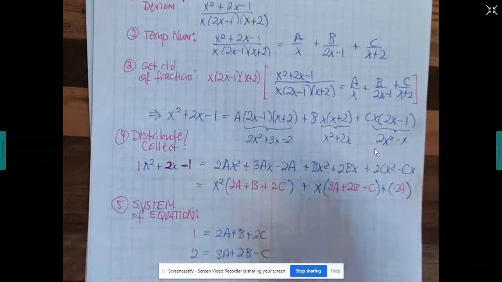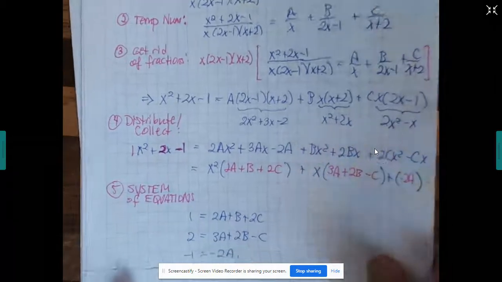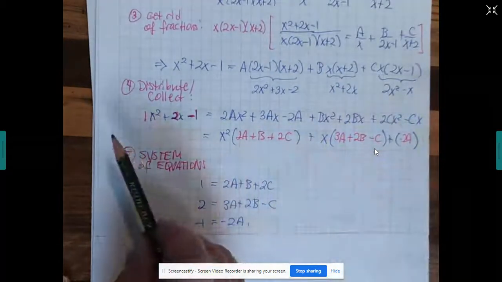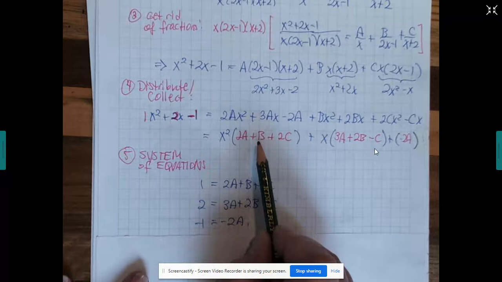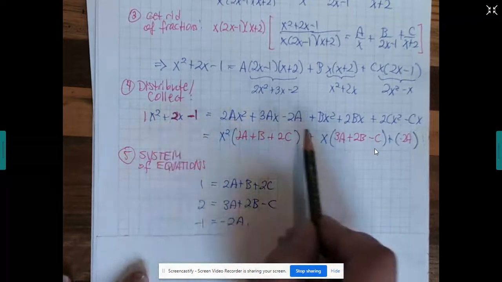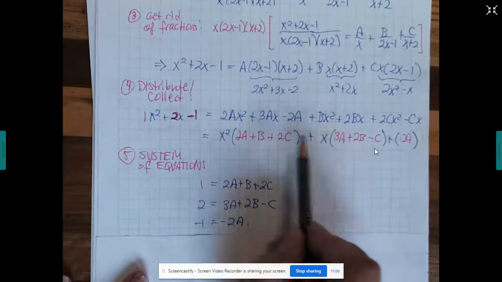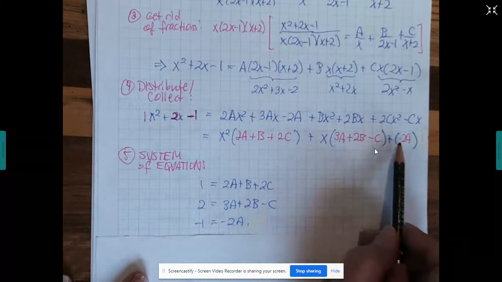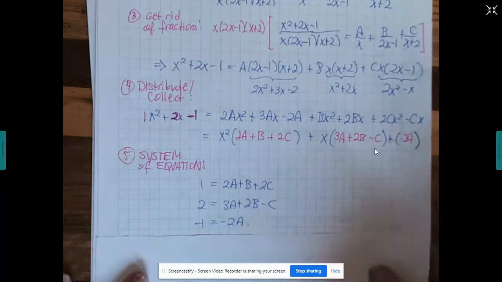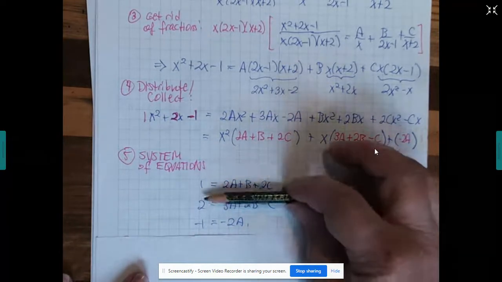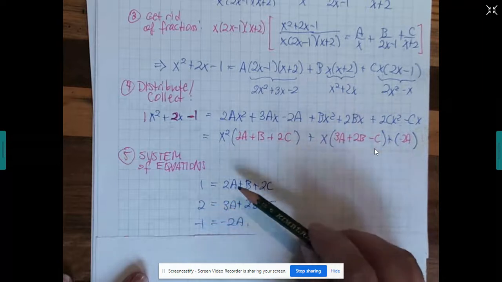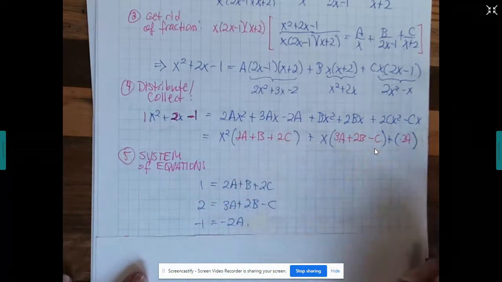Okay, now you've got your system of equations you can set up. There they are, everything that we just said. 1 equals 2a plus b plus 2c. 2 equals 3a plus 2b minus c. And -1 equals -2a. Solve your system of equations. You've got 3 equations, 3 unknowns.